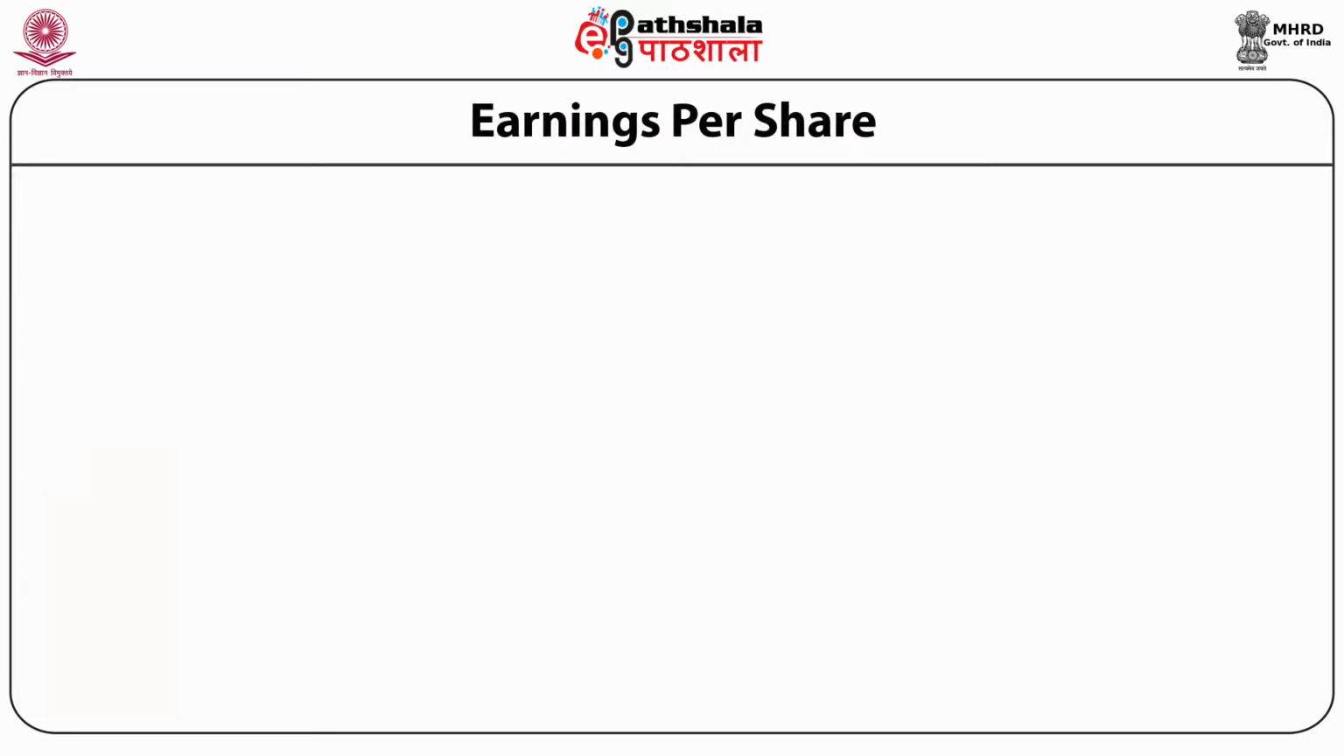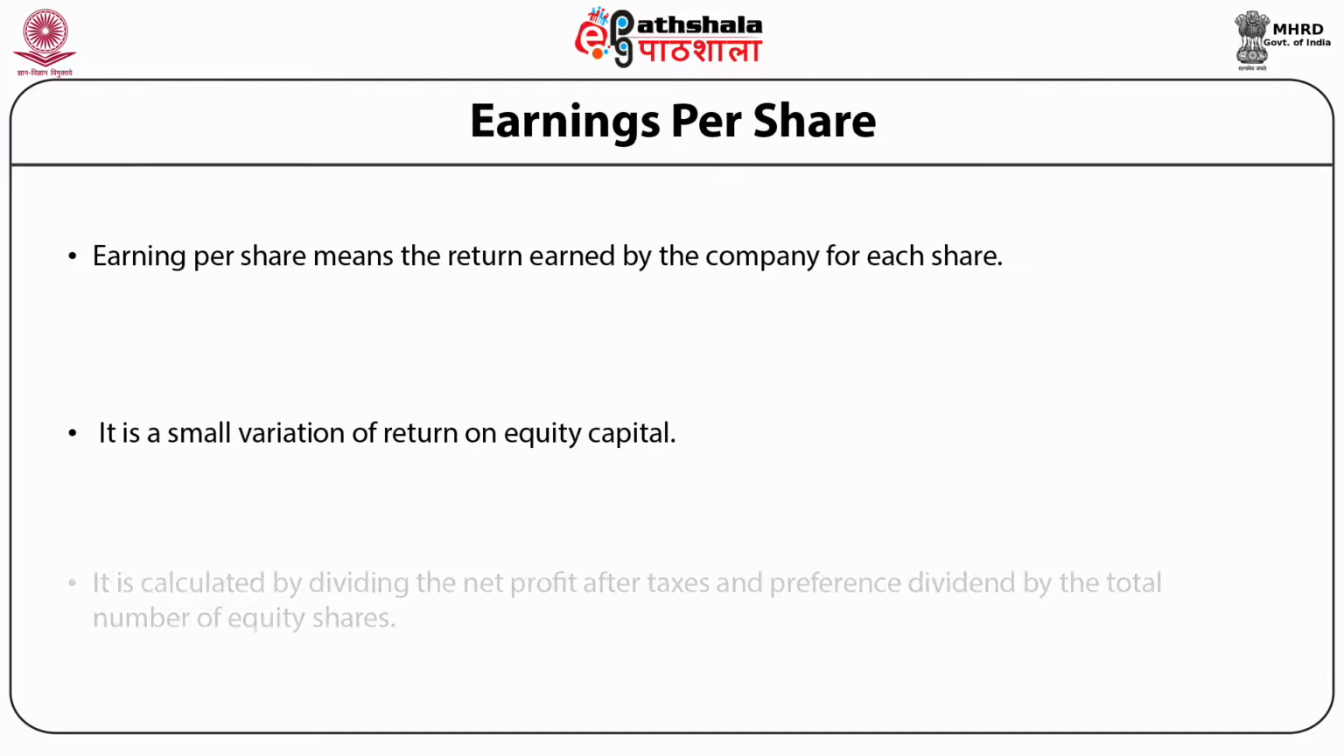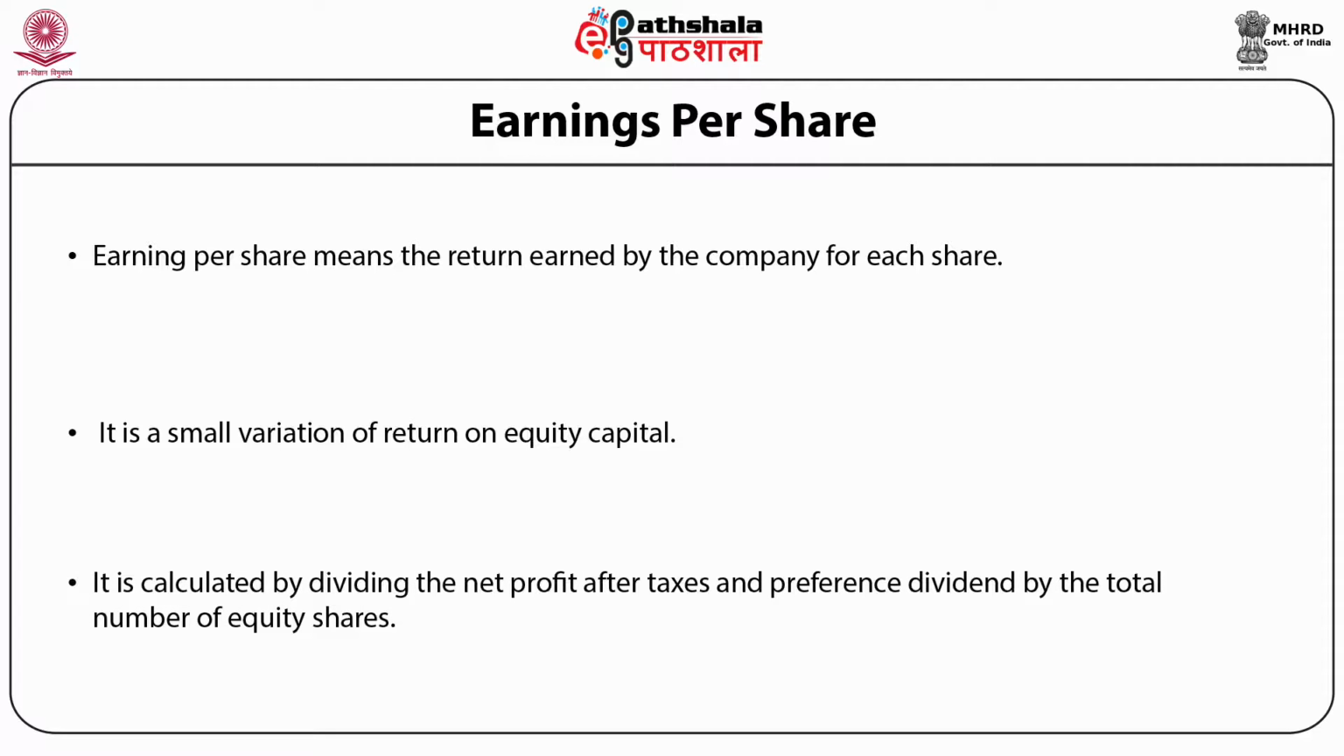Next ratio is earning per share. Earning per share means the return earned by the company for each share. It is also a variation of return on equity capital. It is calculated by dividing the net profit after taxes and preference dividend by the total number of equity shares.